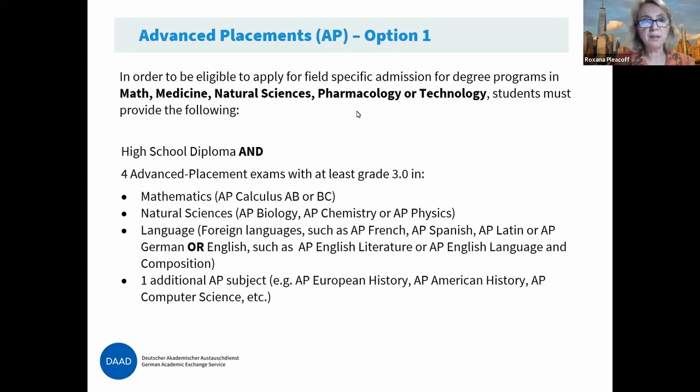So a little bit about advanced placements, option 1 and option 2. These are also a requirement or a possibility to qualify as a Bildungsausländer to qualify to study at a German higher institution. I'm going to go over both slides sort of in one, because the difference between the two is that option one has a focus on math, medicine, natural sciences, pharmacology, and technology. And the AP courses option two has a focus on the humanities, social sciences, law, or economics, and business.